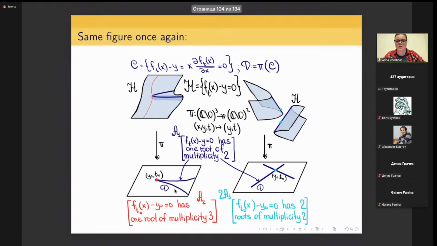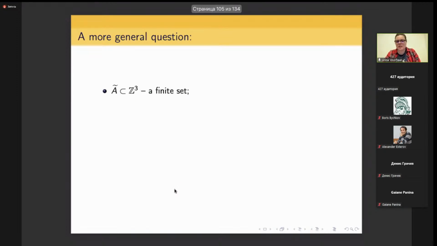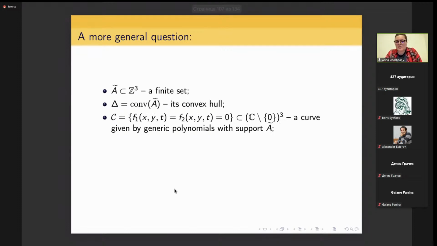So now another thing is that we can look at this as an instance of a more general question. We can just take a finite set in Z^3, which I call A tilde to not confuse with A. I can take delta, which is the convex hull of A tilde. And I can consider a curve given by generic polynomials with support A tilde.